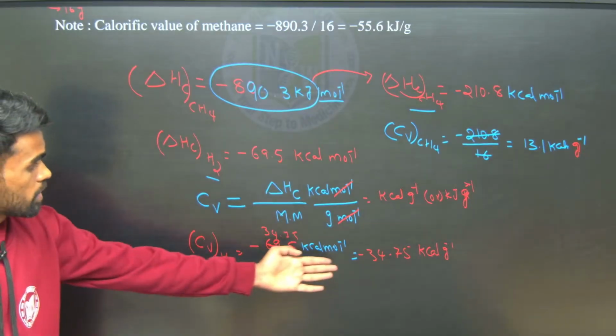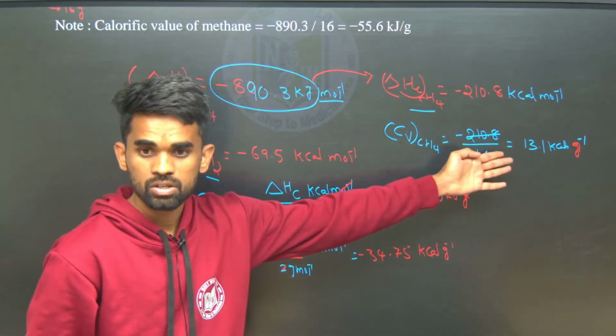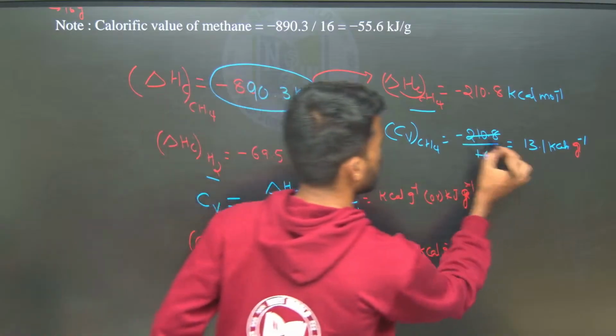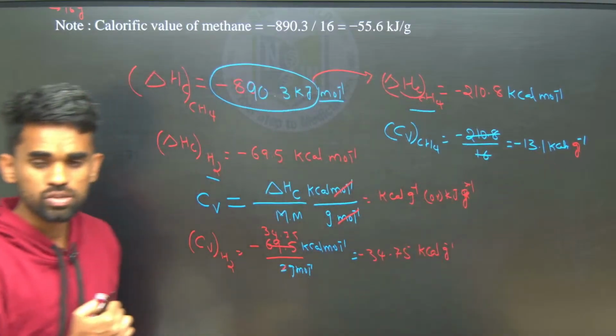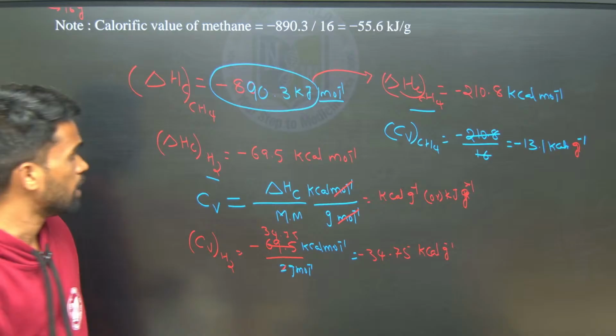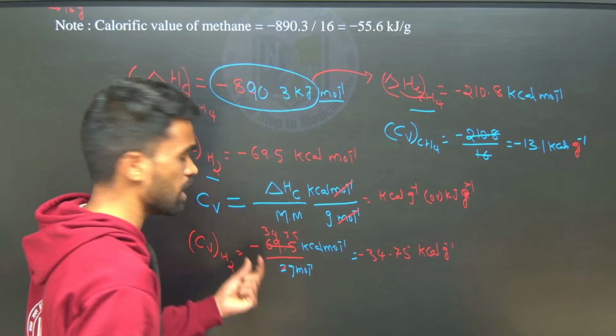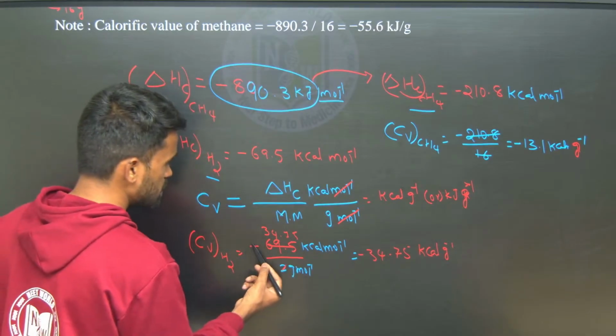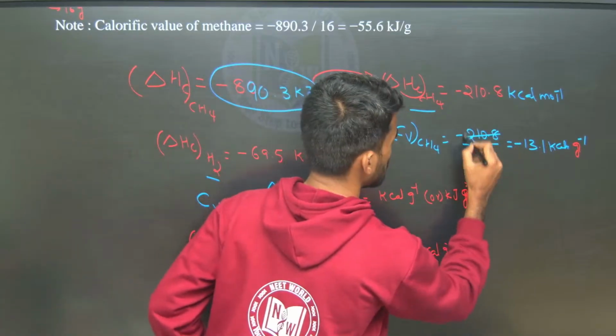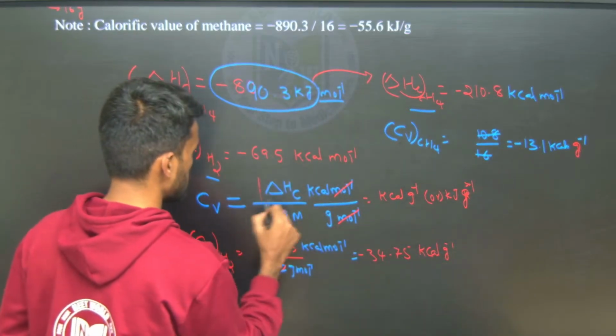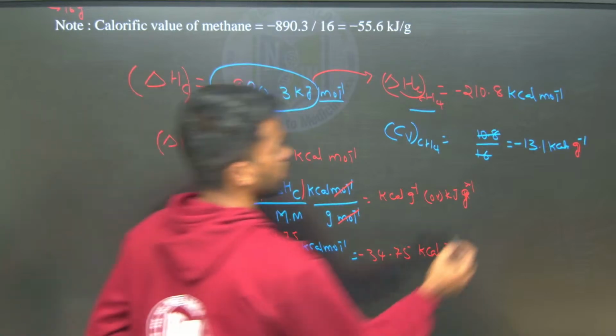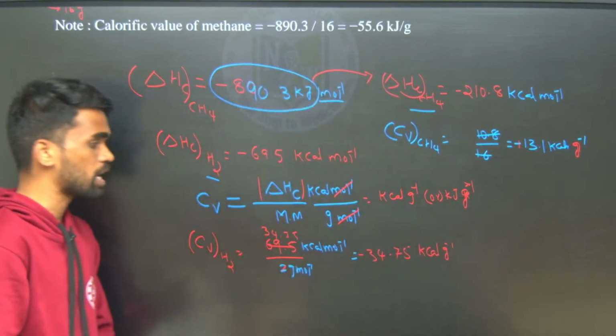Here it is 13.1, and that is 34.75. Both of them have a minus sign, right? Whenever we are calculating calorific value, just consider their magnitudes. Like here you can just take it like this. So which has more calorific value?